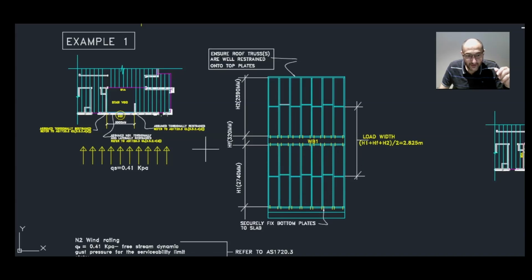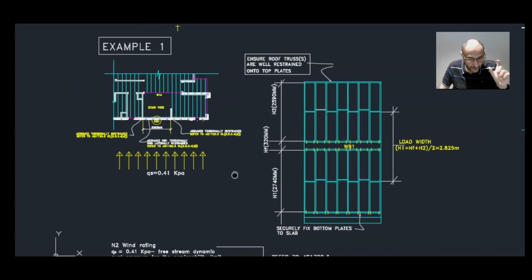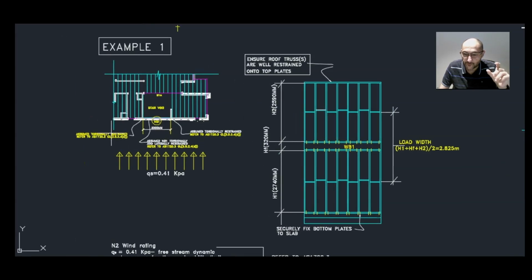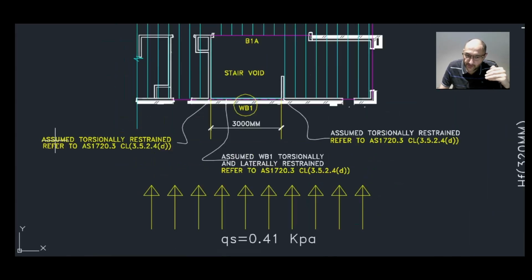To simplify the structural design model of WB1 into a simply supported beam, some assumptions need to be made according to the Australian standards AS 1720.3, and I think that is under clause 3.5.2.4D. So I highly recommend you, if you are using the Australian standards, then refer back to this clause.